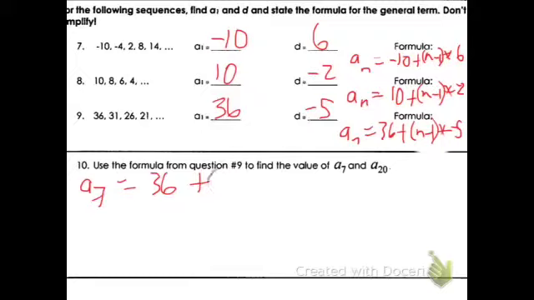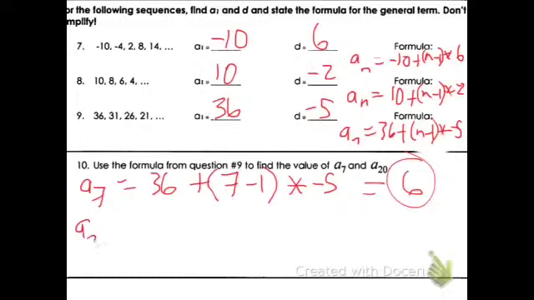Anyway, I'm going to put 7 into my formula here, 7 minus 1, and then times negative 5. So 7 minus 1 is 6, times negative 5 gives you negative 30, and then you add that to 36, which gives you 6. Because 36 minus 30, or plus negative 30, gives you positive 6.